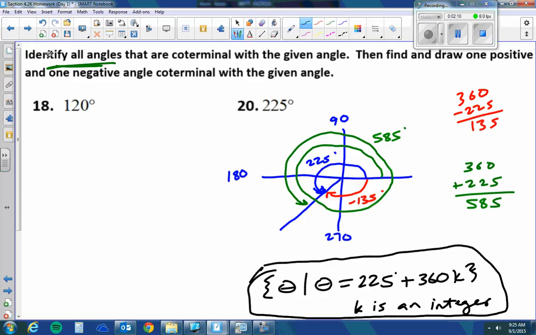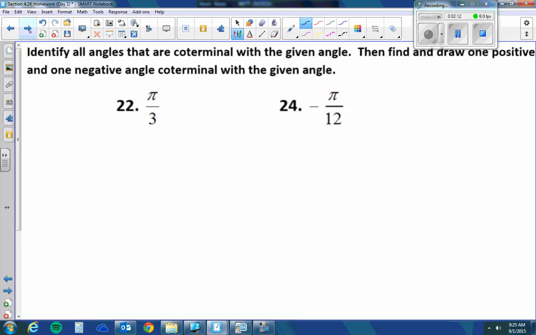Do the same thing in radians. And frankly, I'm going to do both of these. Now, let me draw them first. So first of all, pi over 3 is in one quadrant. Let me do a little review here.